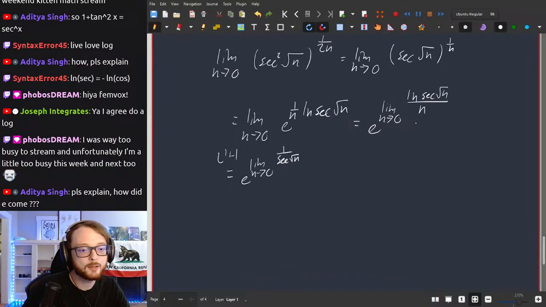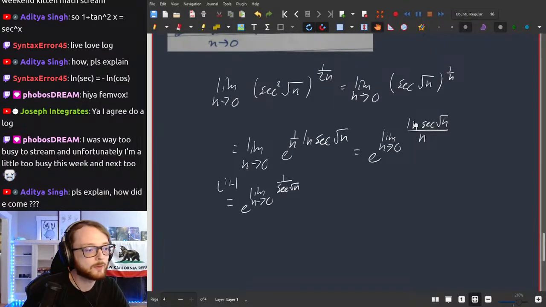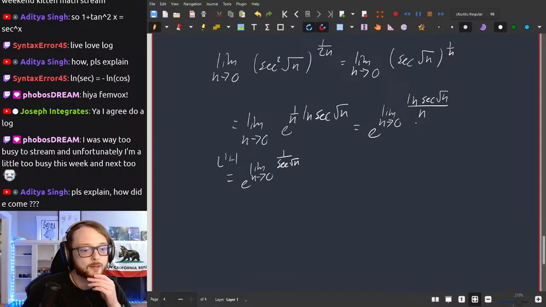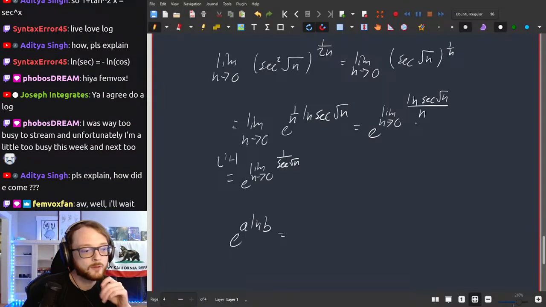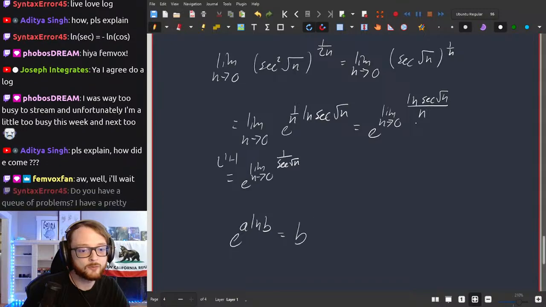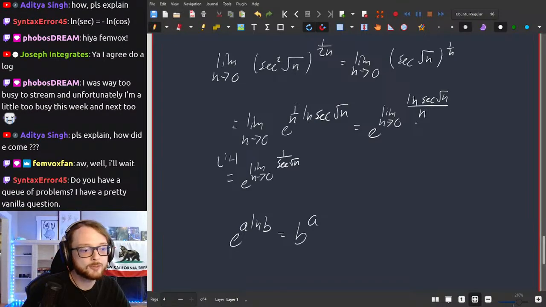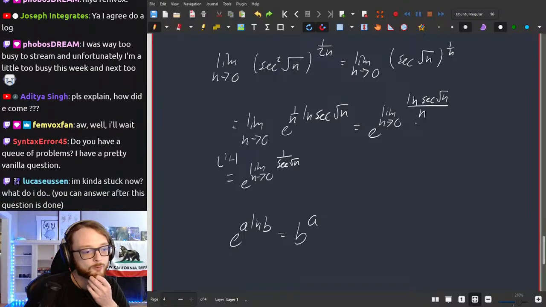Why e? It's a trick you just have to know with limits that involve exponents like that. e to the power of a ln b: let's just say e and ln are inverse operations, so it's the same thing as b to the a. I went from this side to this side because this is a way more convenient thing to work with. But it's just a property of exponents.